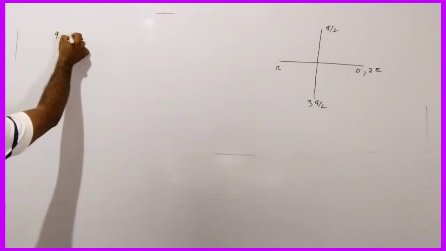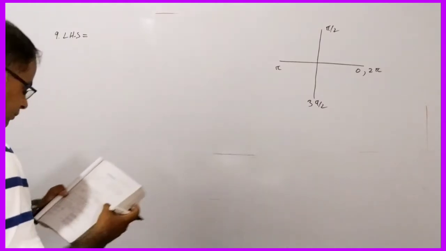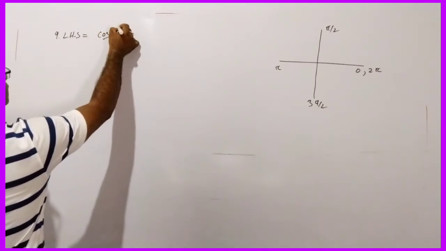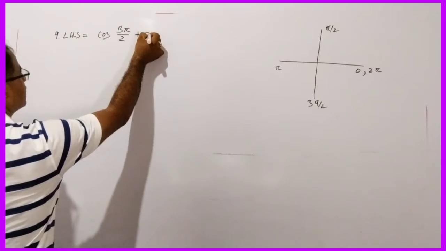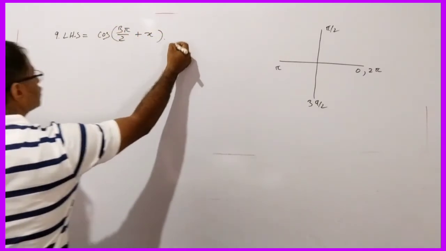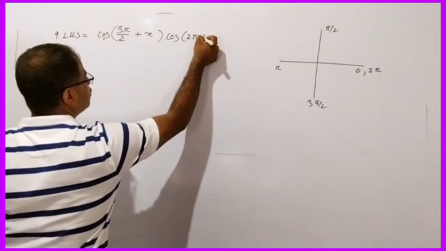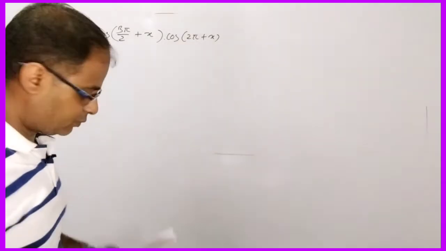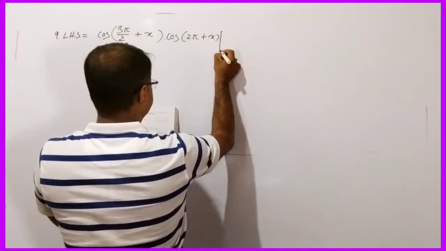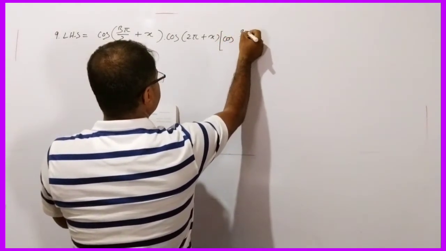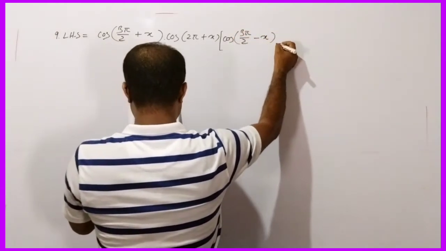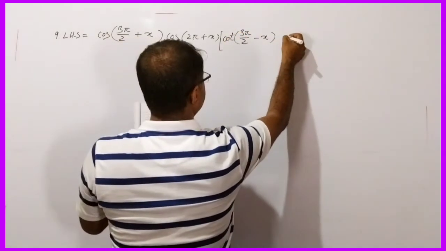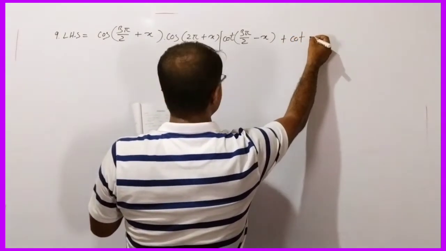In question number 9, the left hand side is cos of (3π/2 + x) into cos of (2π + x), the whole into cot of (3π/2 − x) plus cot of (2π + x).